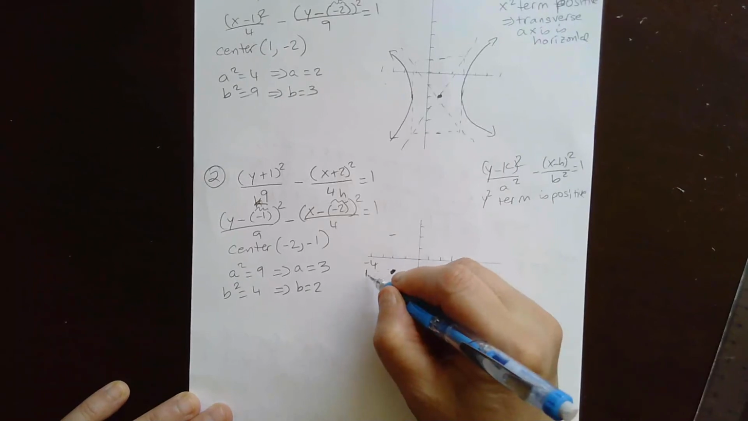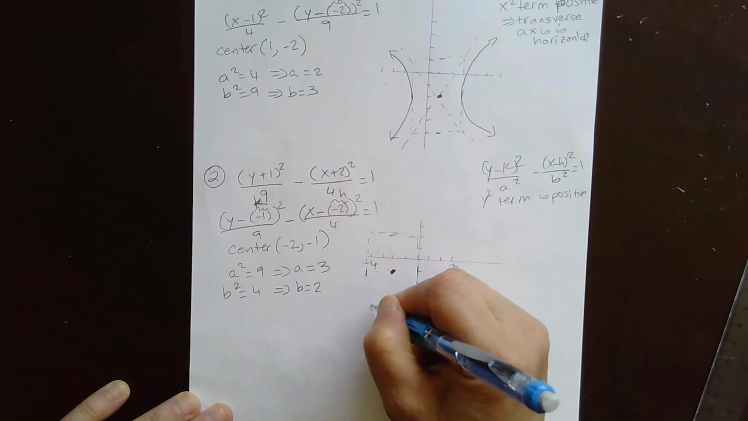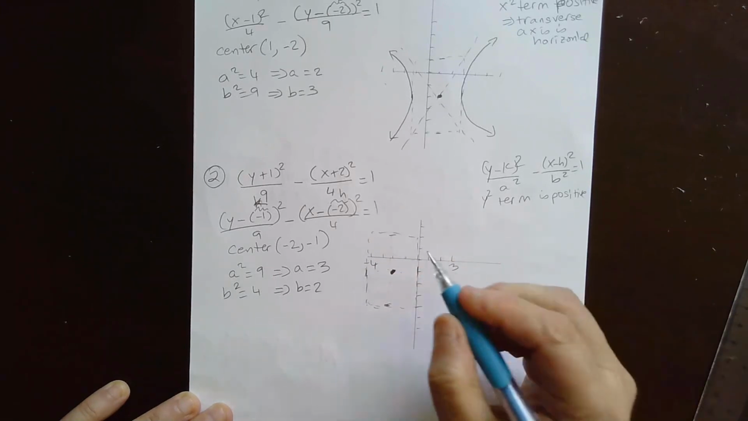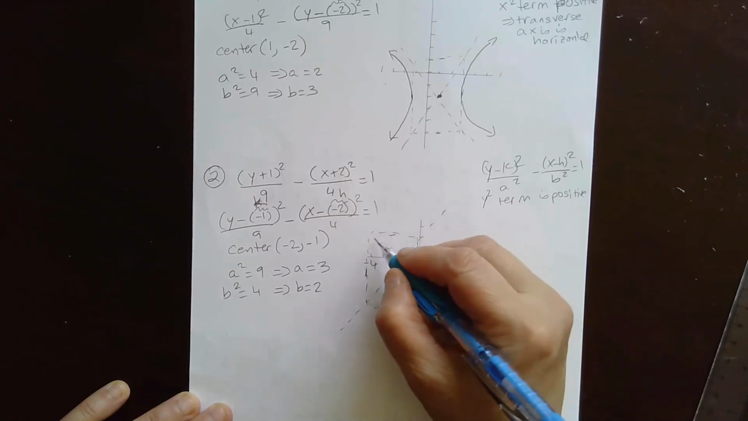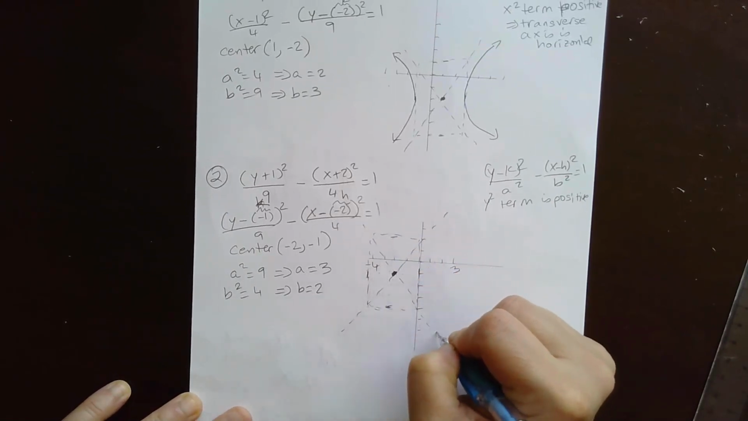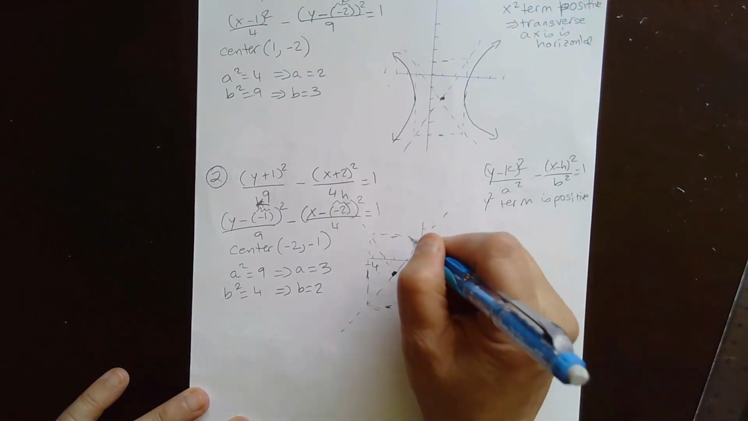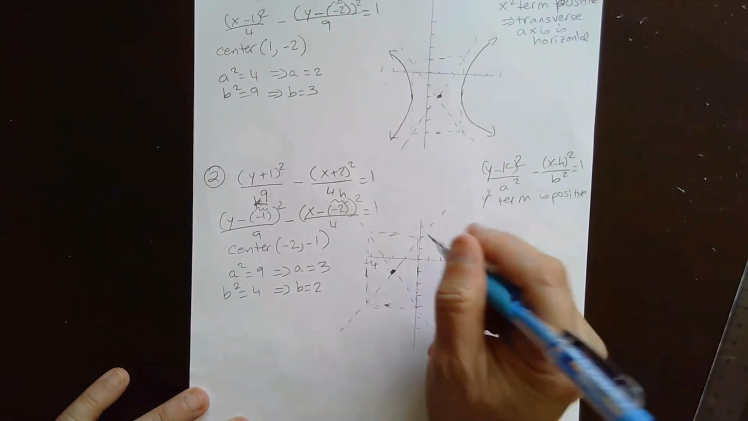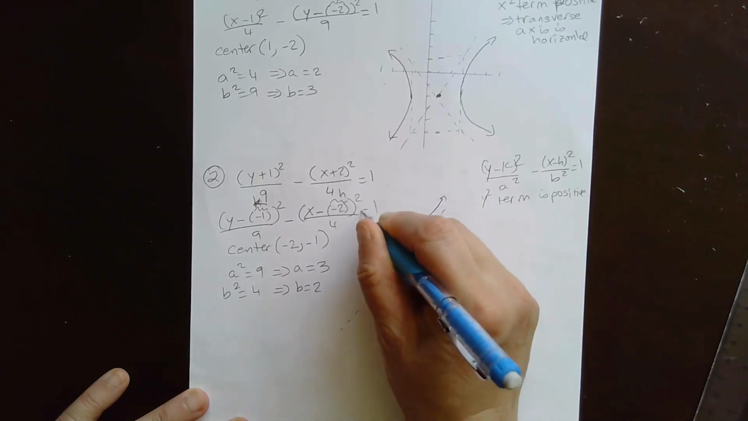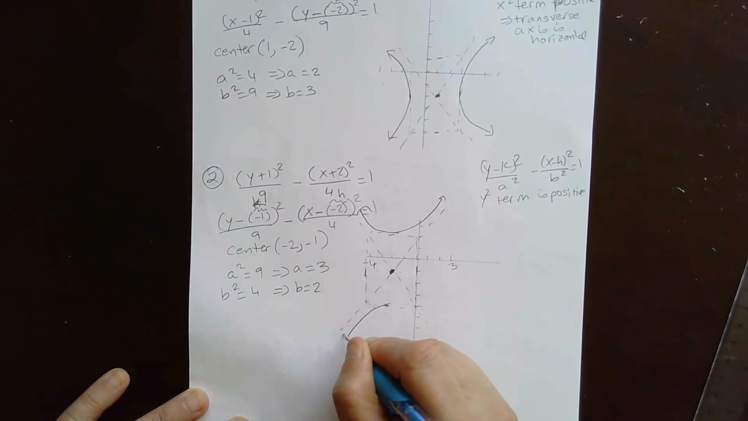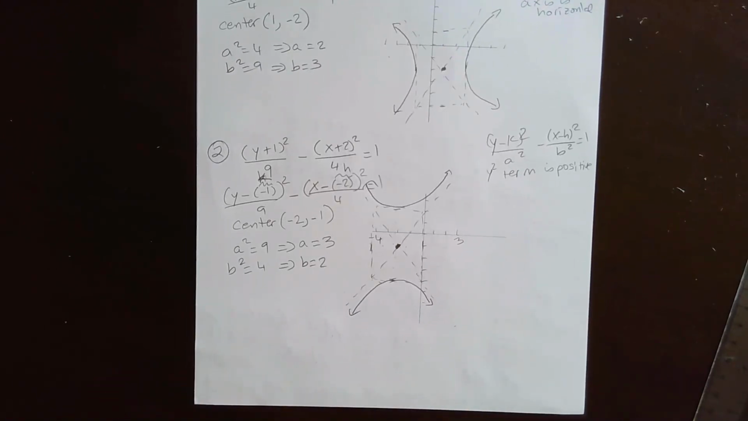And now we can draw the rectangle. And from there, we can draw the asymptotes. Again, in here, the transverse axis is vertical, so the hyperbola is going to open up and down. So here's the vertex right here. And this is the graph of the hyperbola in the second equation.